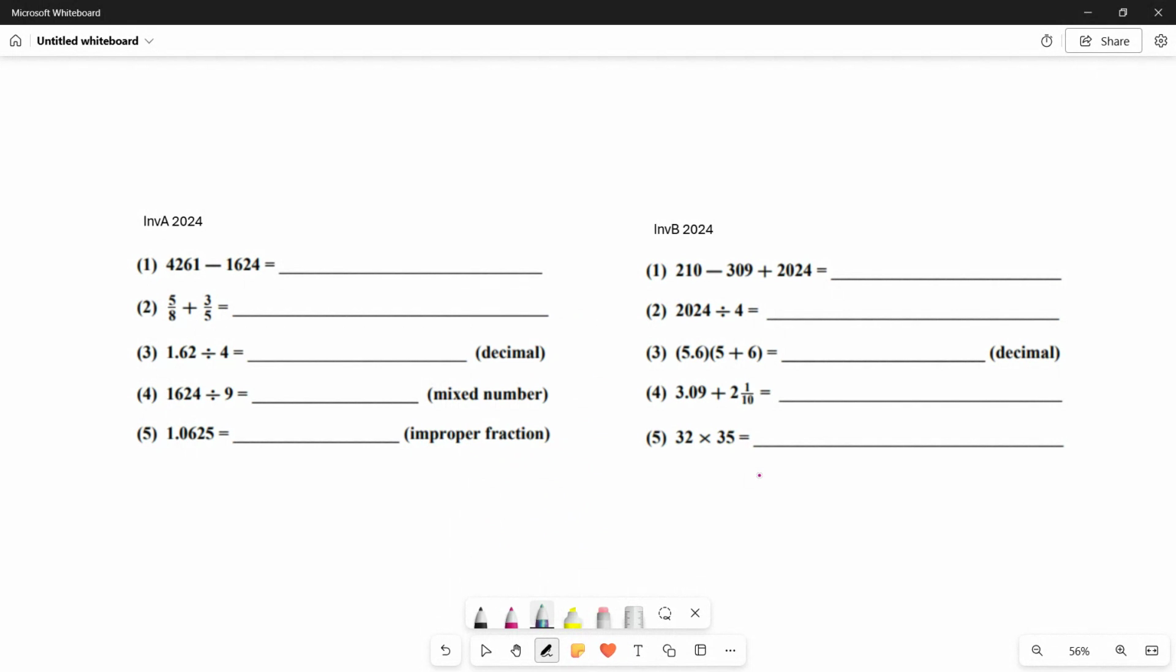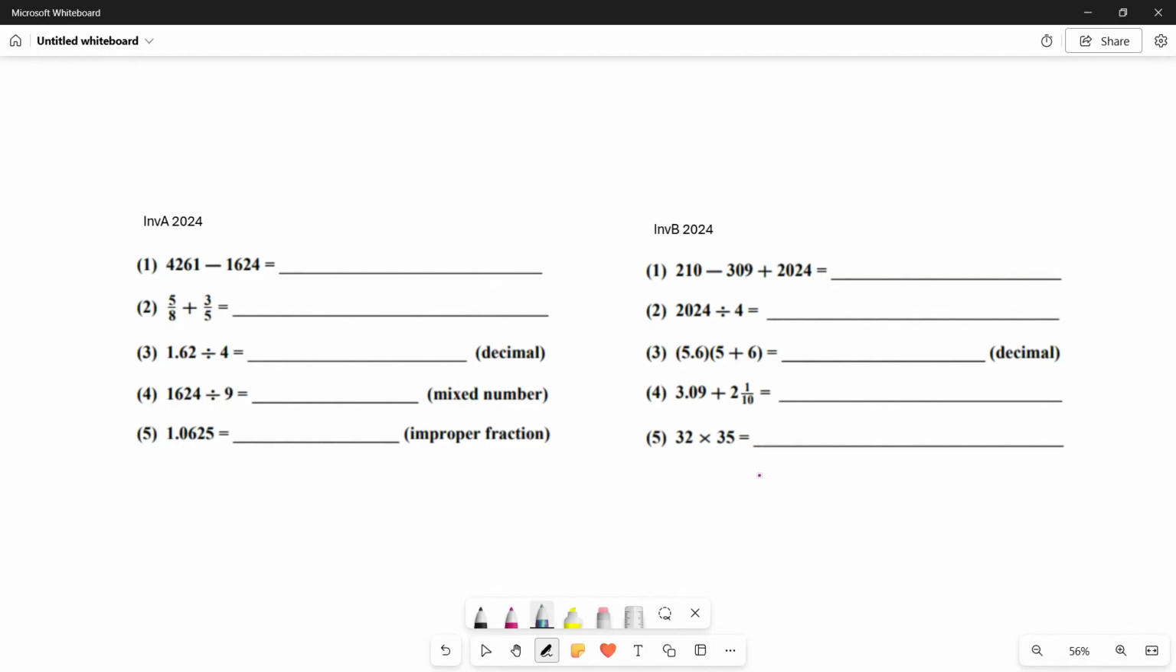Hey everybody, I'm going to walk through the first 5 questions of the 2024 Invitational A and Invitational B Number Sense tests, just so you can see my thought process on how to solve them. As I'm doing them, I'm going to write down some scratch work of what my brain is thinking, but remember, on the Number Sense test, you're not allowed to do any scratch work.